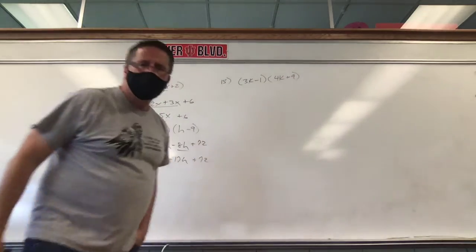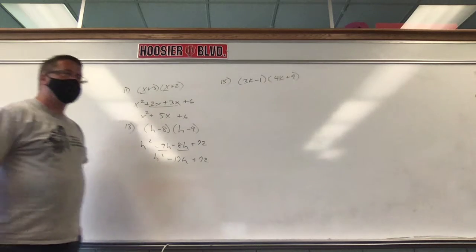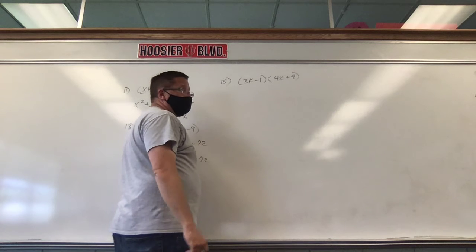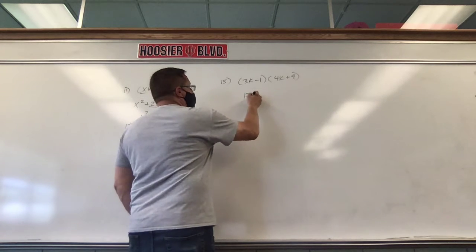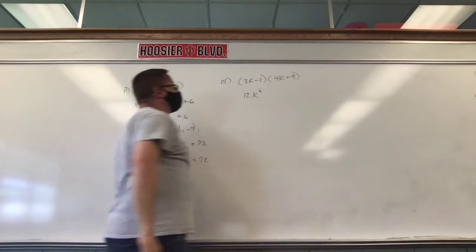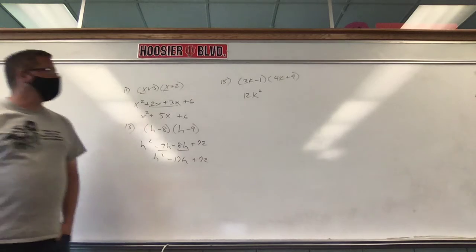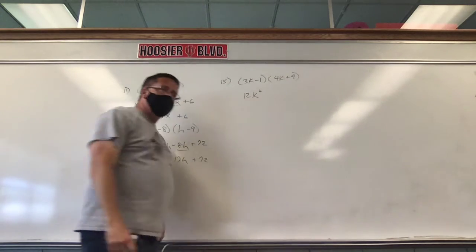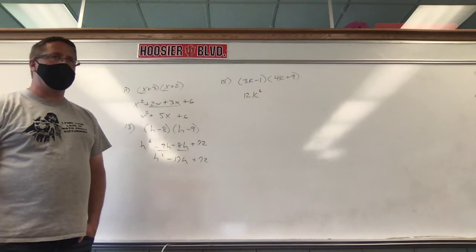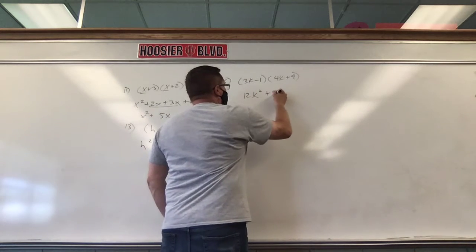What are your first terms? 3k and 4k. Times them. Careful, times, not adding. 12. And what's k times k? k squared. Outers, what are they? 3k and 9. Why are they on the outside? Because they're on the outside. It's not a trick question. So times 3k and 9, 27k.